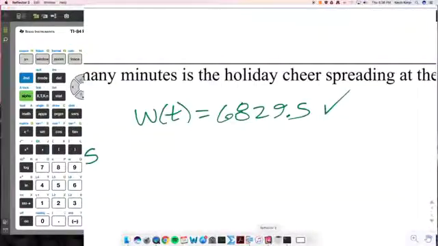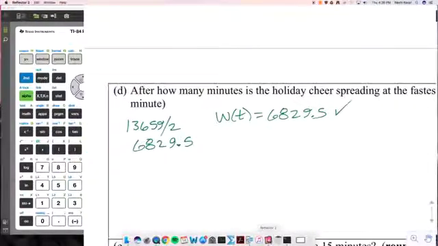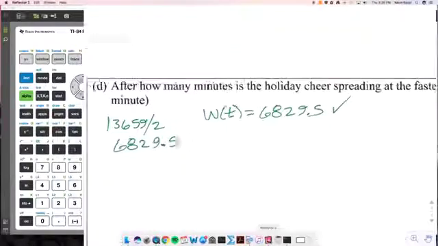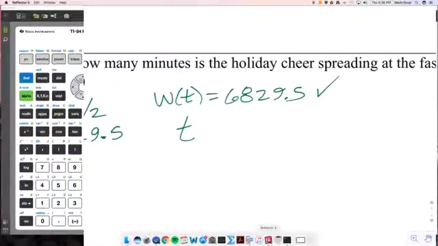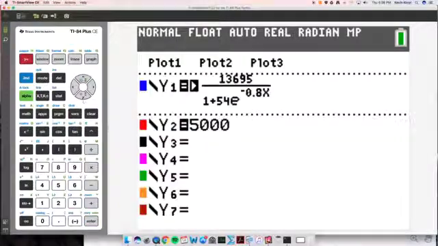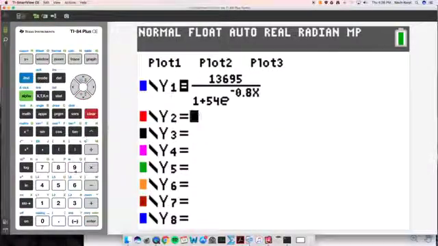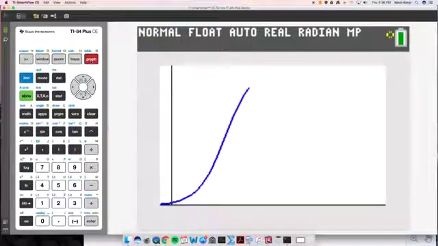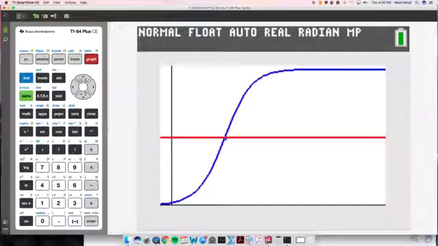You can't see what I'm doing. There it is. W of T equals 6829.5. You don't need to put units there because that's not your final answer. I'm going to get ready for the answer, which is T equals. Now I just go back to the calculator, and in Y2, instead of 5,000, I put 6829.5, hit graph, and I look for the point of intersection. This one should be visually at the midpoint vertically, and it is.